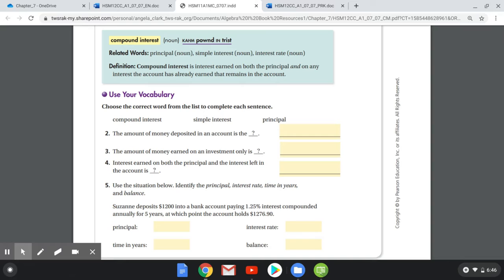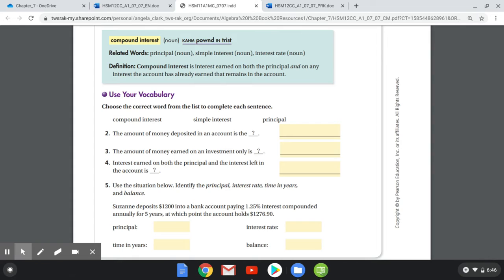So say at the end of the first month, you had $100. At the end of the first month, you're going to get $1, 1%, right? You're going to get $1. And so then you have $101. So then at the end of the second month, you're going to get 1% of 101, or 1.01, right? So now you have $102.01.